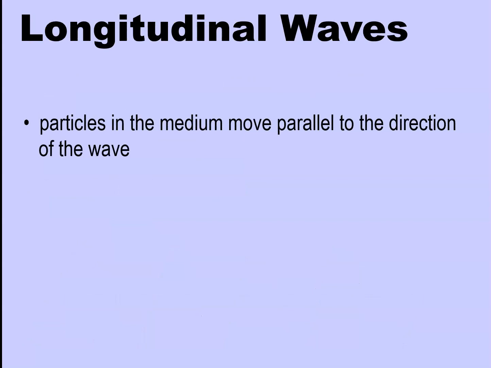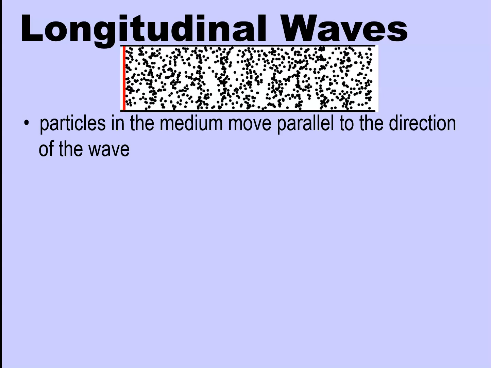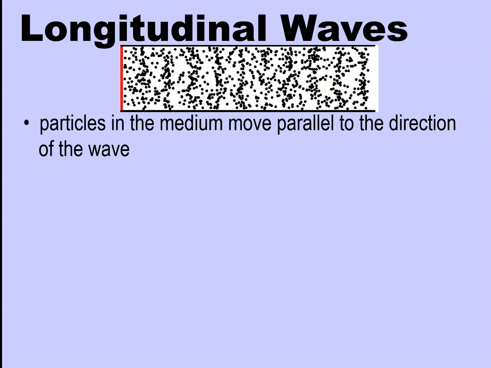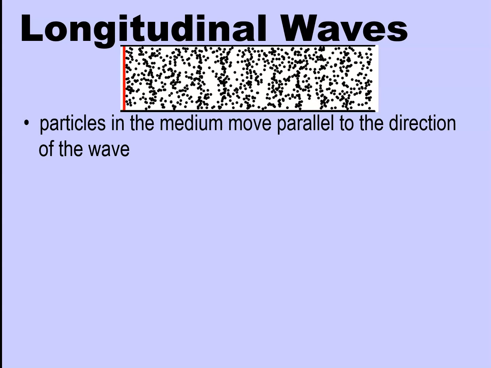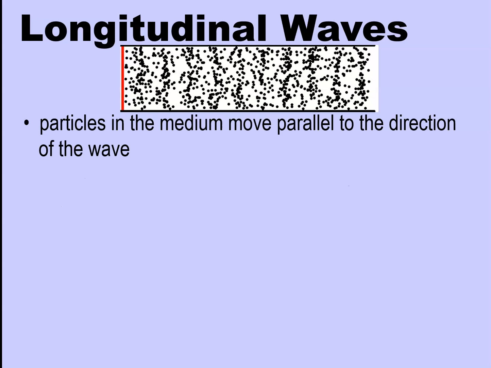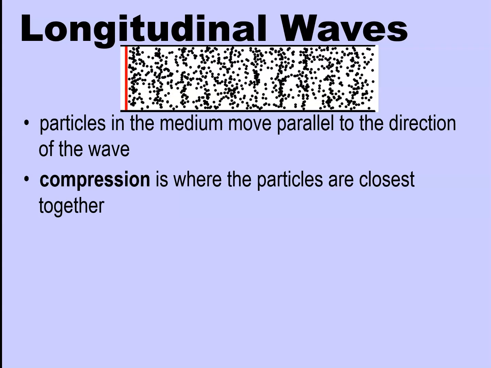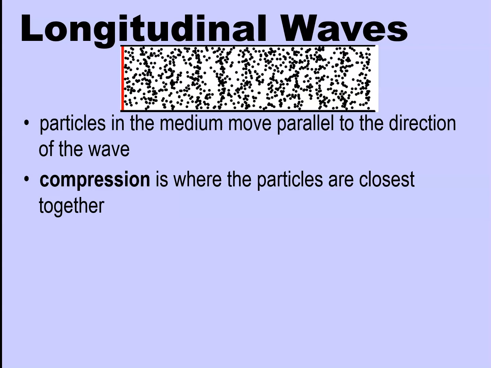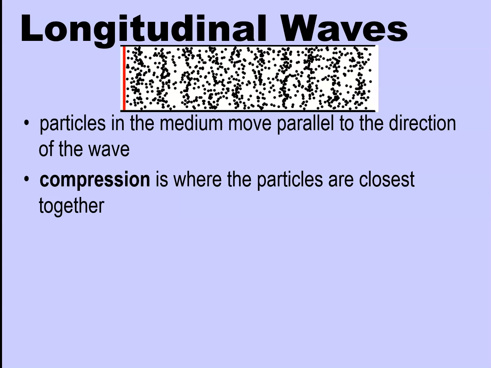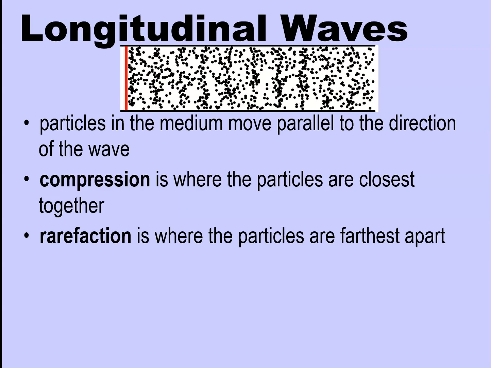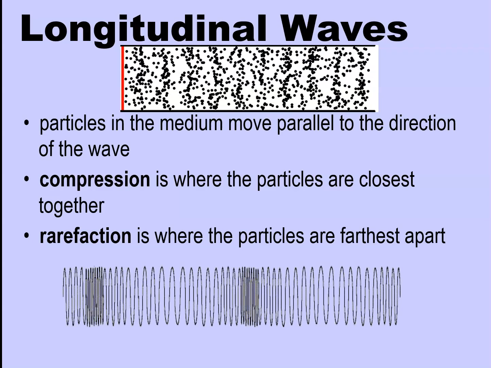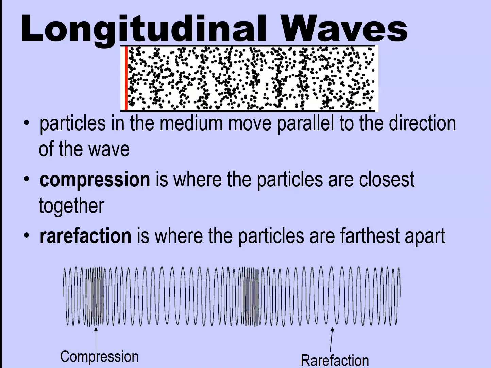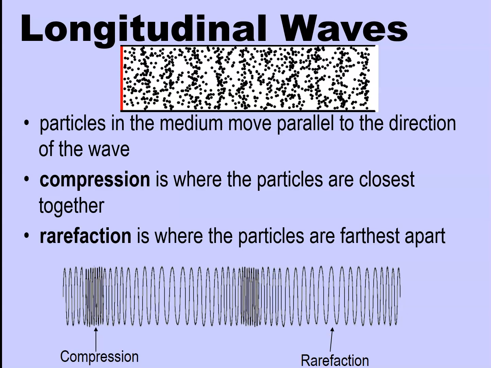Longitudinal waves have particles in the medium that move parallel to the direction of the wave. So here we can see the particles themselves are moving left to right, just like our wave is moving from left to right. The two parts to a longitudinal wave are the compression, where particles are the closest together or the densest, and then the rarefaction, where the particles are farthest apart. So here you can see again the compression and a rarefaction.